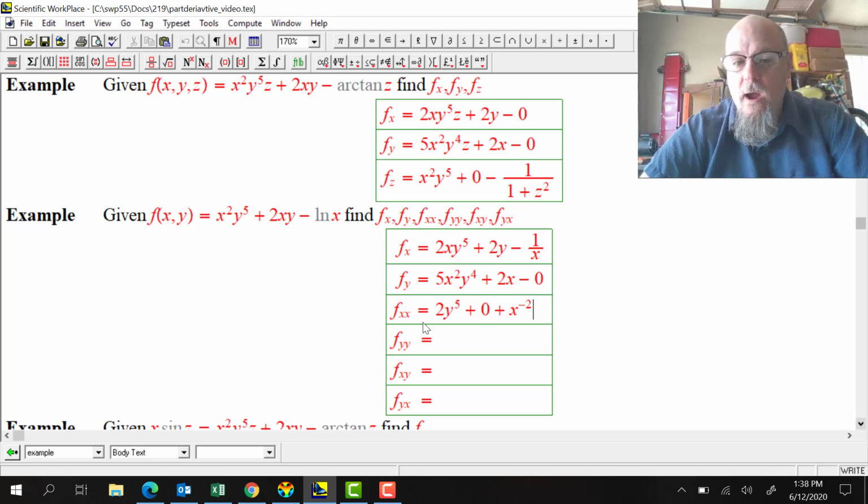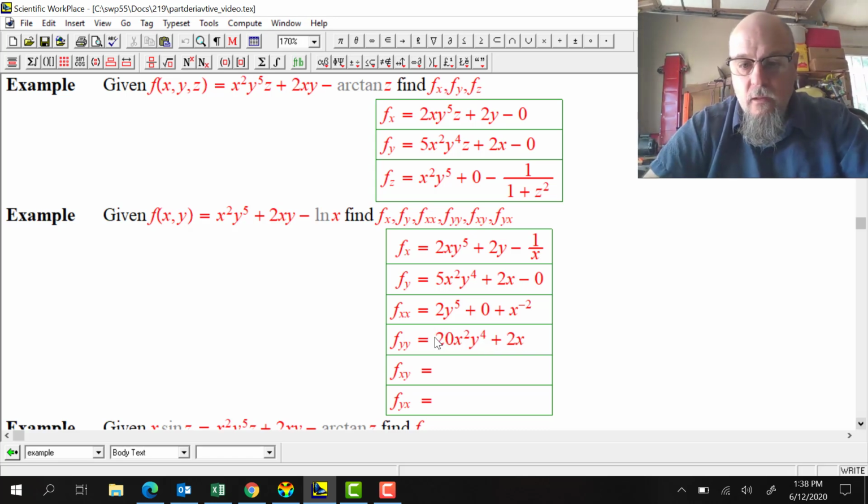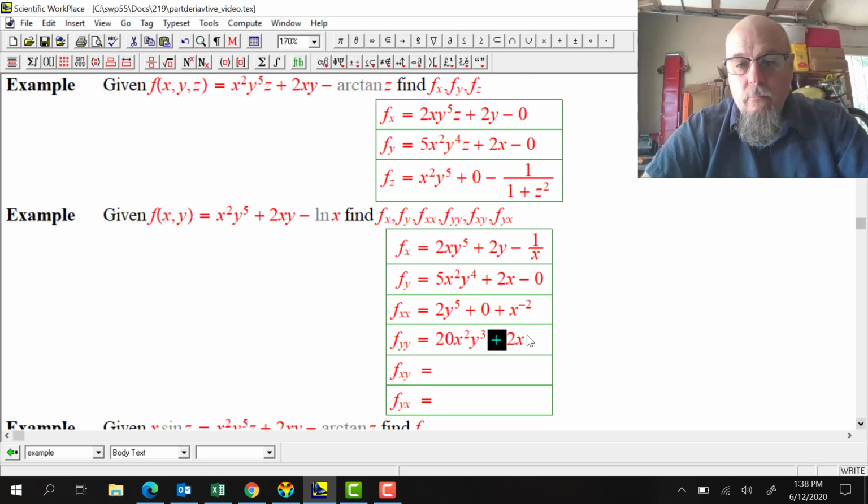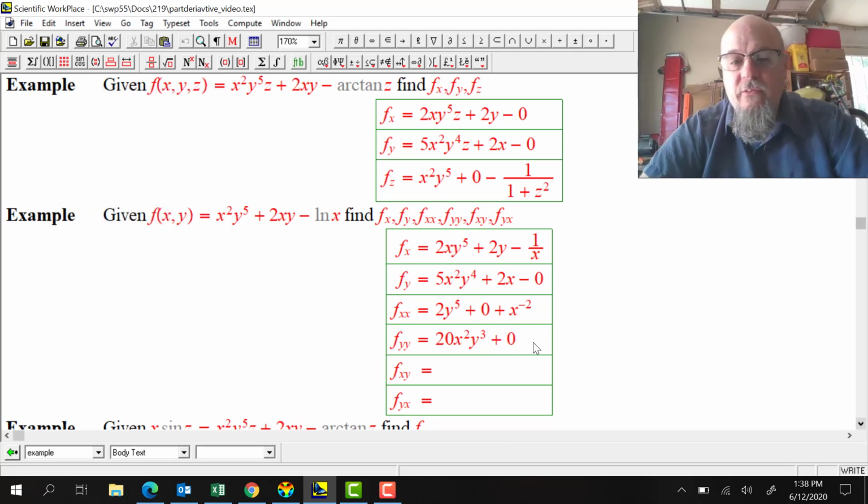Homogeneous, they're the same, xx. Let's do the other homogeneous second order partial, yy. I have the derivative with respect to y. I need to just differentiate that with respect to y again. 4 comes down, subtract 1 from the exponent. There is no y's in here, so its derivative is 0. Okay, so there's our two homogeneous second order partials.